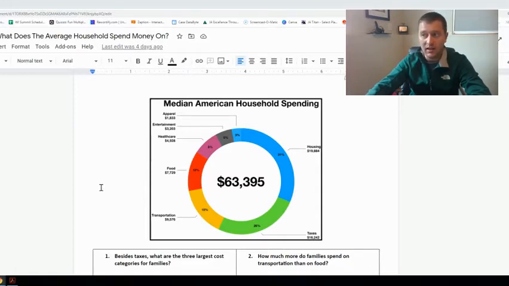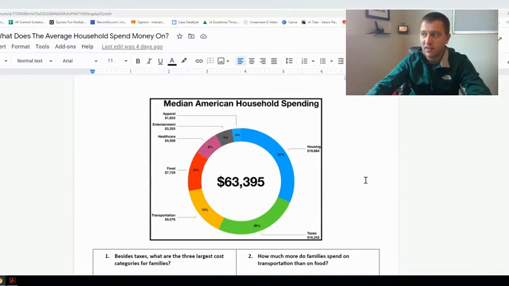Healthcare, $4,928 is spent on healthcare and probably also health insurance. Entertainment, about 5% of spending by an American household is spent on entertainment, so about $3,203. And then apparel. So about $1,833 is spent on apparel, about 3%.